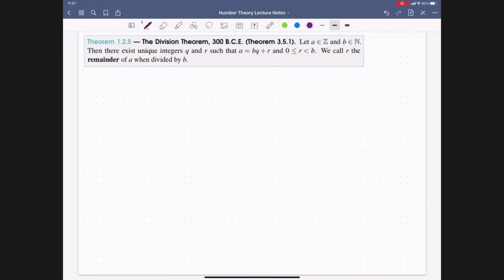Now, in math structures, if you took it out of Galovich, this is called the division algorithm. And as we will see, the division algorithm is actually something else. And so we're going to cover that in our next lesson.